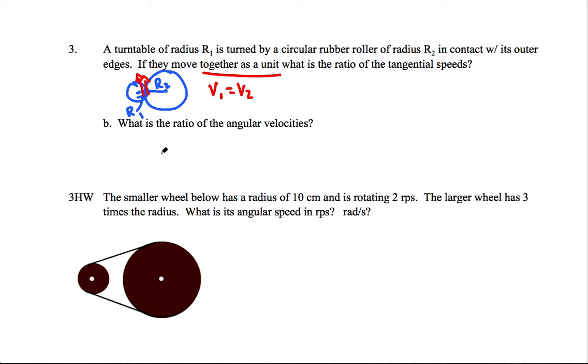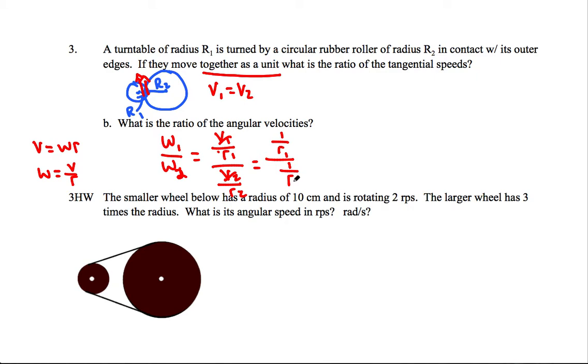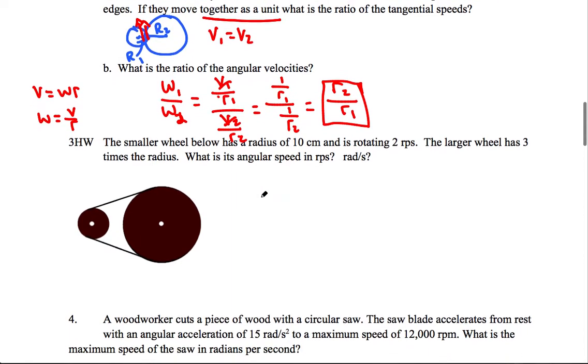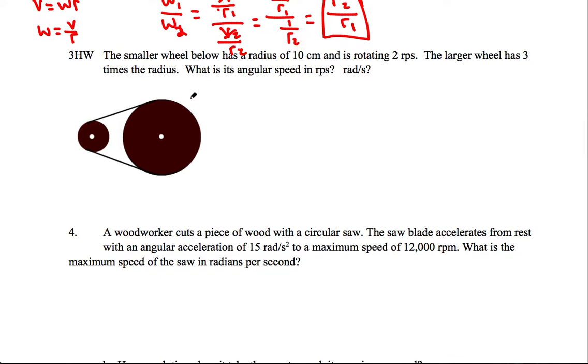So with that in mind, if we want to know the ratio of their angular speeds, omega 1 to omega 2, and we know that V equals omega R, that means omega is equal to V over R. This means that we have V1 over R1 over V2 over R2. And since V1 and V2 are the same, I get 1 over R1 is equal to 1 over R2. And if we flip this, we get R2 over R1. And that's our answer.